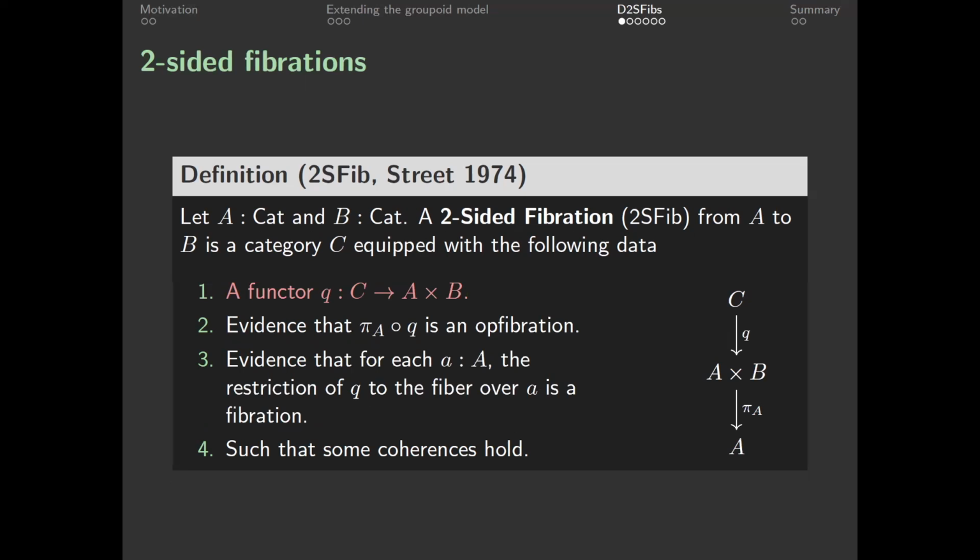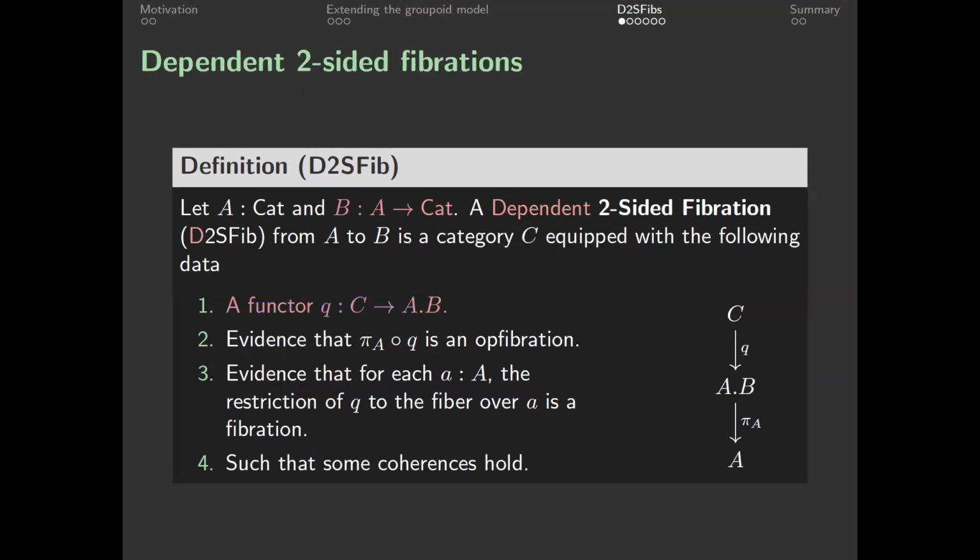And the third point we have replaced by saying that for each A in A, the restriction of Q to the fiber over A is a fibration. I massage this like this so that this notion makes sense once we pass to the dependent version. The dependent version is: replace P in Cat, the functor Q from C to A times B, with just B from A to Cat and a functor Q from C to A dot B. Also, the coherences have to be somewhat adapted, but it's somewhat straightforward.